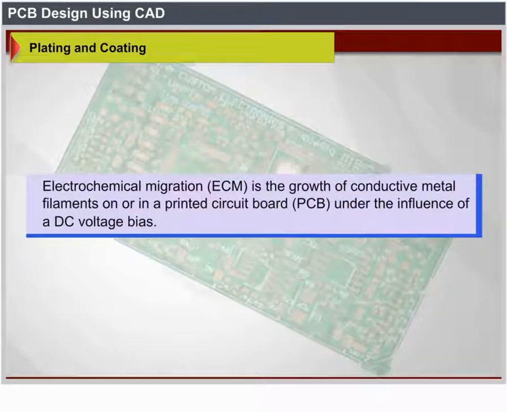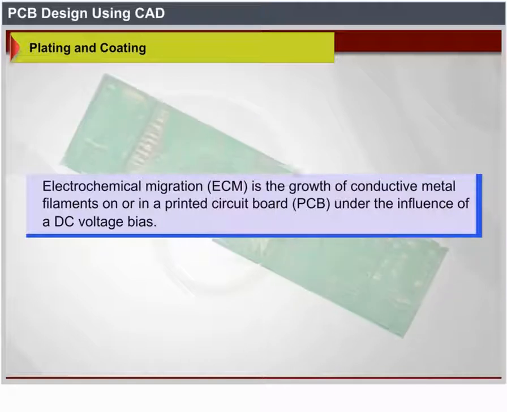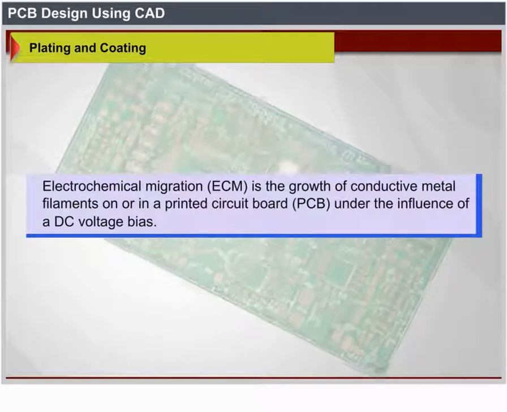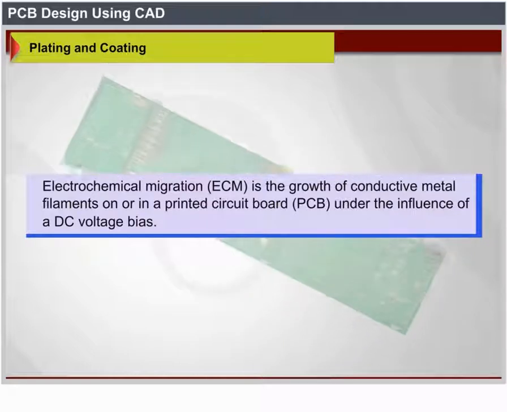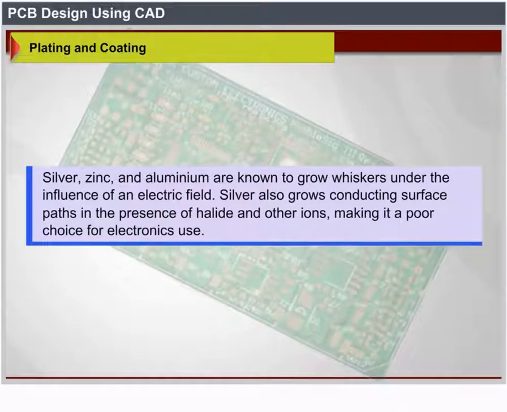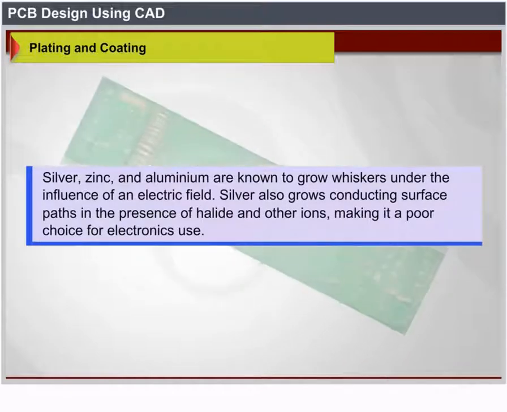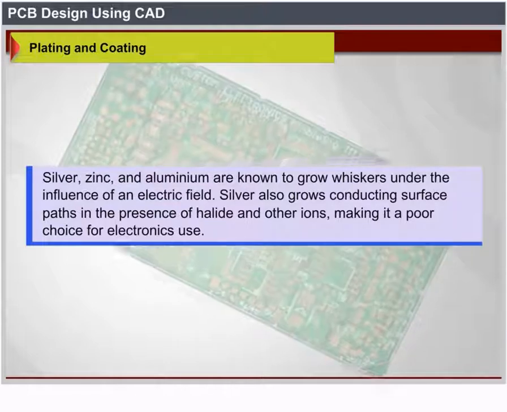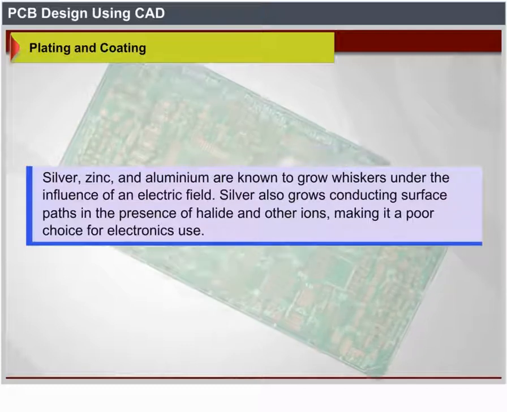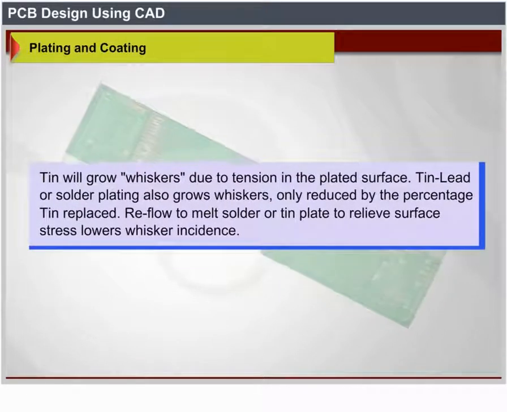Electrochemical migration (ECM) is the growth of conductive metal filaments on or in a printed circuit board under the influence of DC voltage bias. Silver, zinc, and aluminum are known to grow whiskers under the influence of an electric field. Silver also grows conducting surface paths in the presence of halide and other ions, making it a poor choice for electronic use. Tin will grow whiskers due to tension in the plated surface.